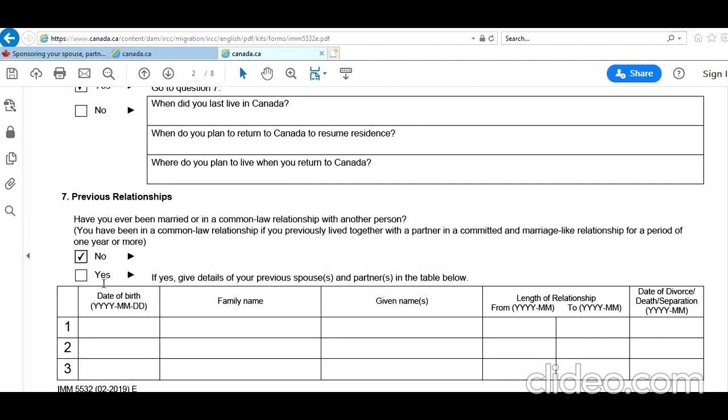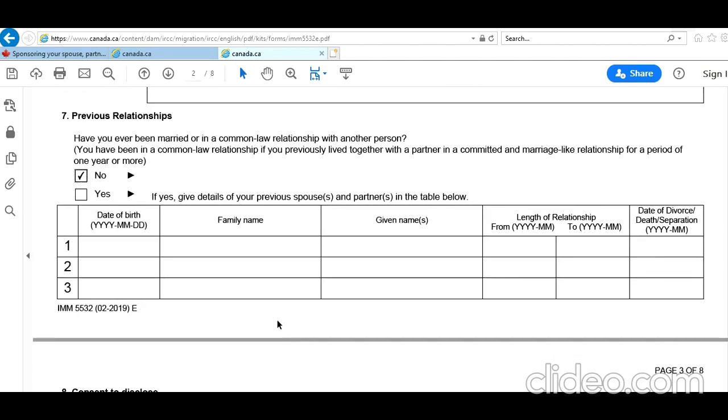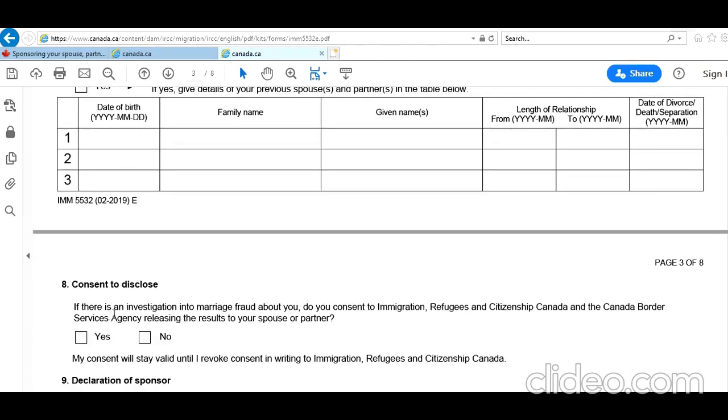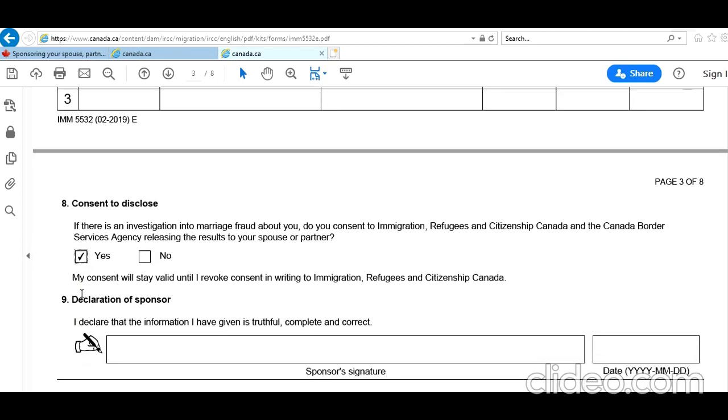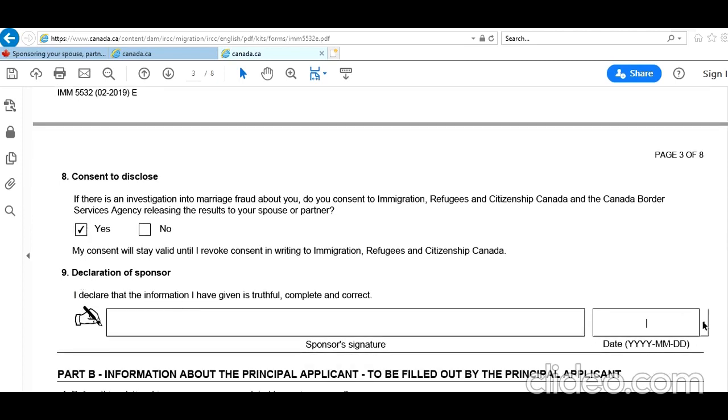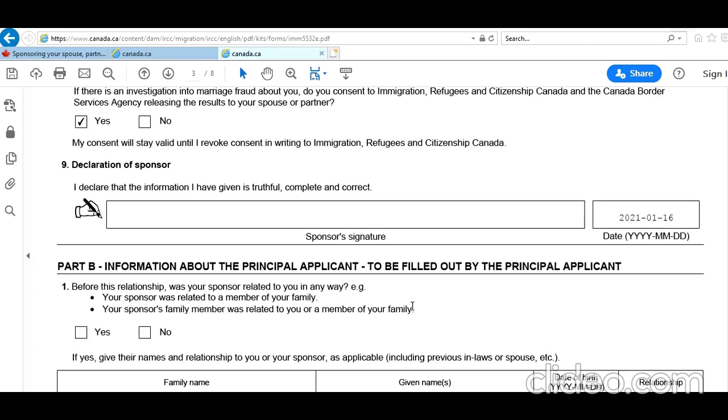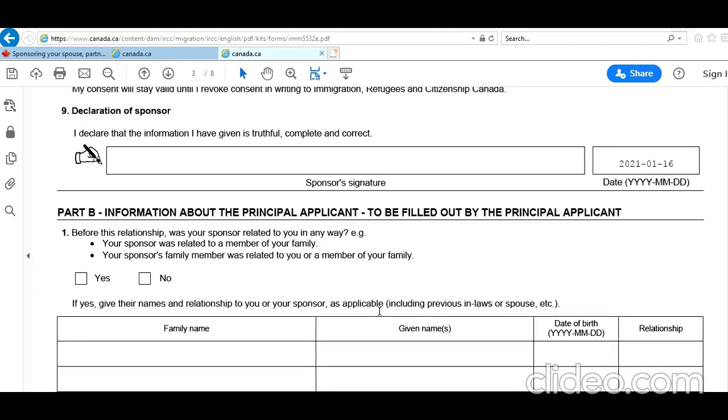Okay. If yes, then you would have to finish this. If there's an investigation of marriage fraud about you, do you consent to immigration? So I would say yes. Declaration of sponsor, date you can select here, and you can sign after the printout. Information about the principal applicant to be filled out by the principal.